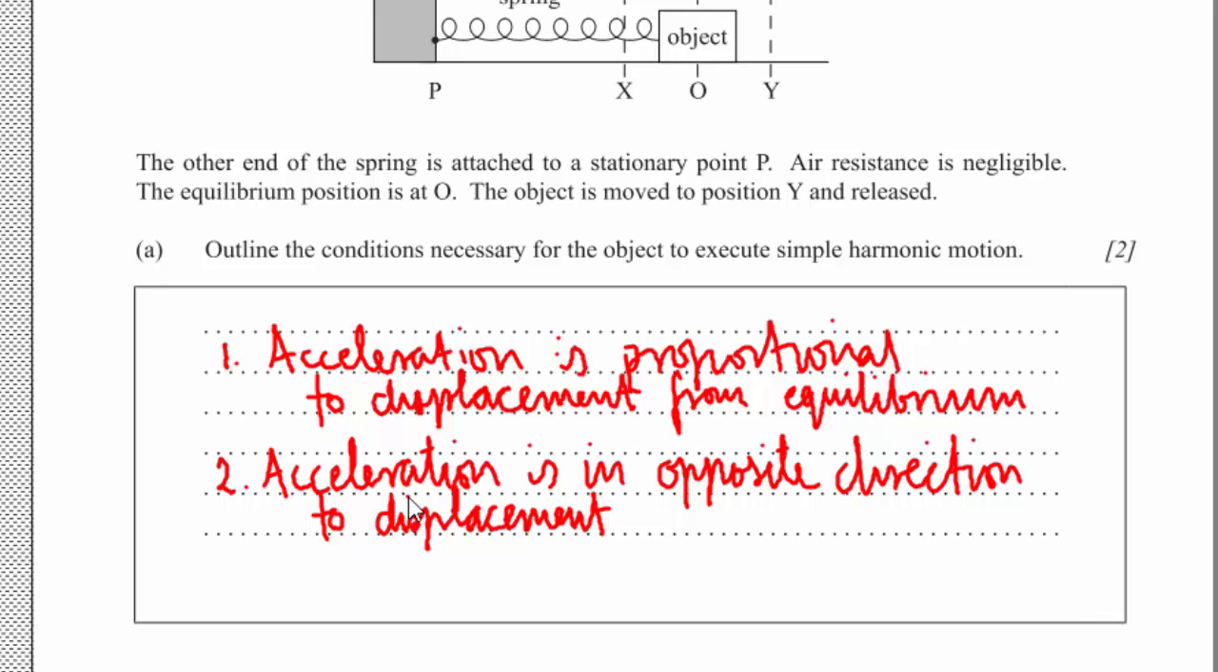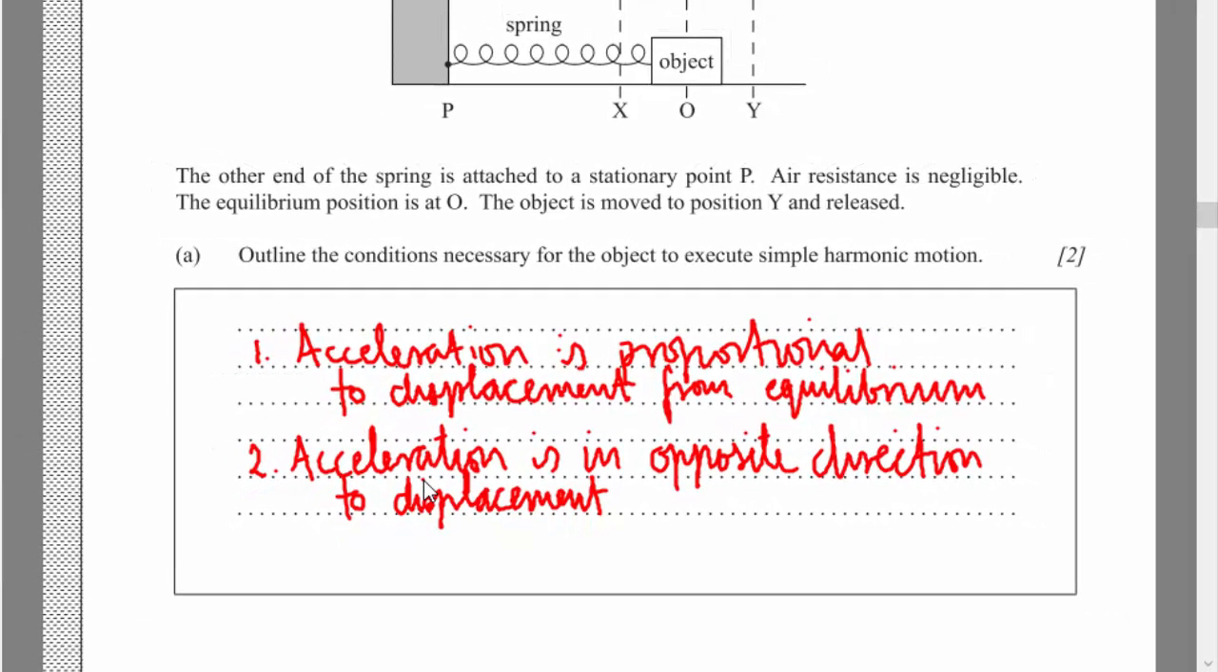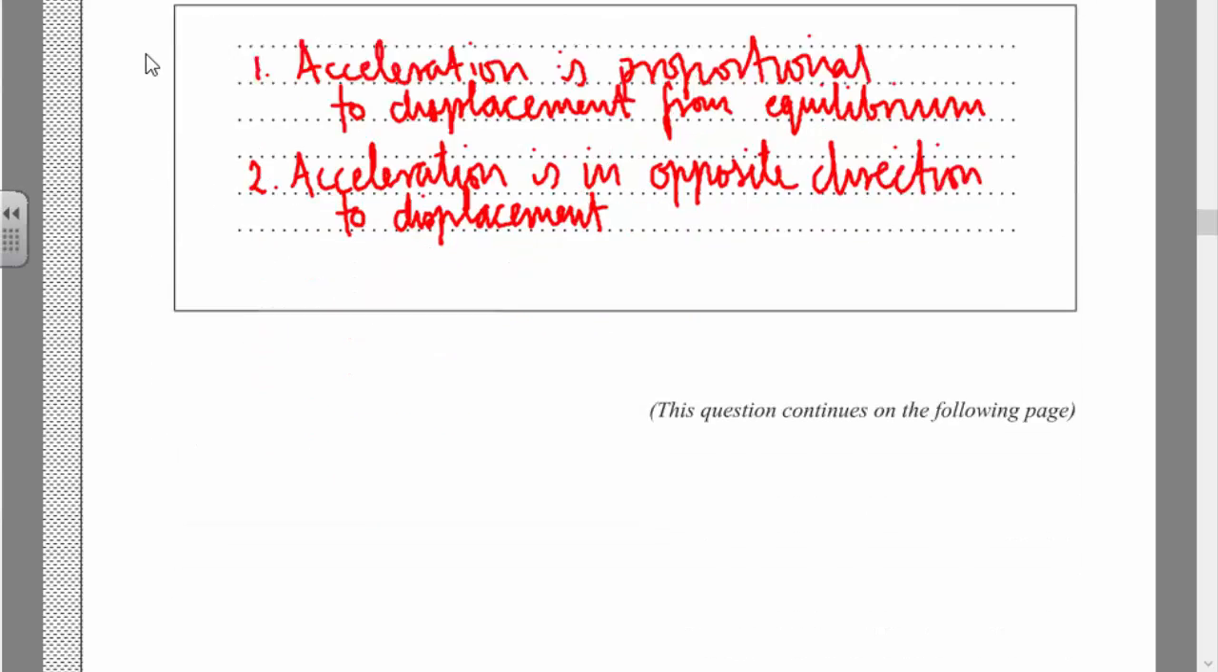There are some variations on this answer that work. One is that you can say that the force is proportional to displacement. That's equivalent. And you can say that the force is in the opposite direction to displacement. Or you can say that the force is always towards equilibrium, which is equivalent to saying that it's in the opposite direction.